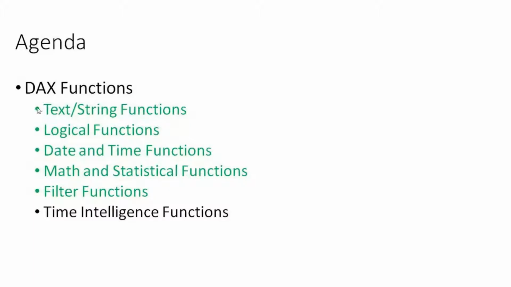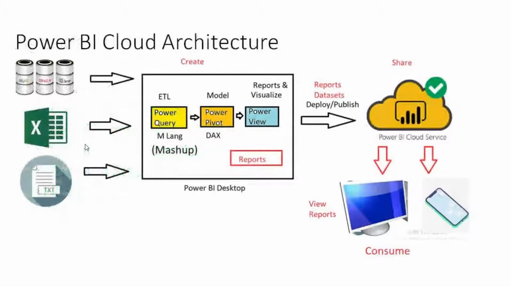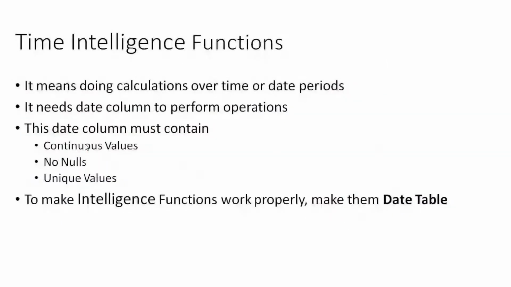So, what do you mean by time intelligence functions? Let us understand the meaning of that. It means doing calculations over time or date periods. So that is the meaning of time intelligence functions, right? It needs a date column to perform operations. If you don't have a date column, definitely time intelligence functions are not going to work.